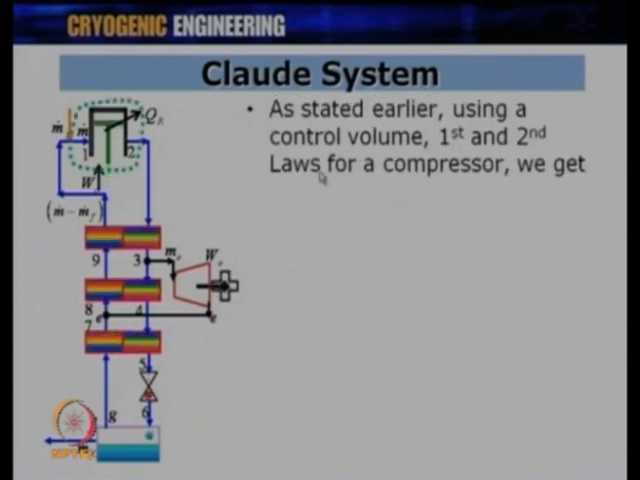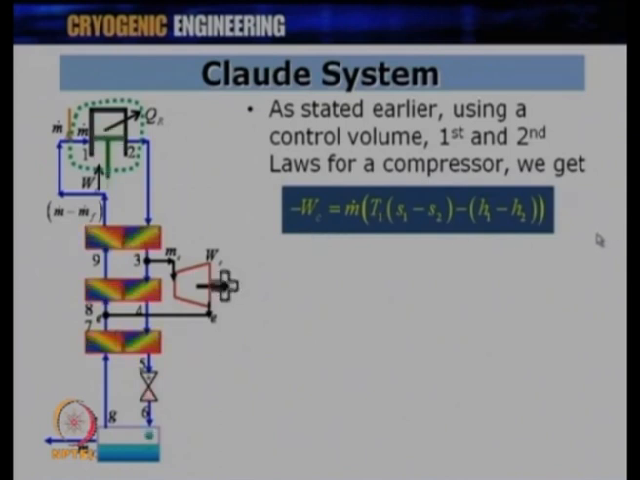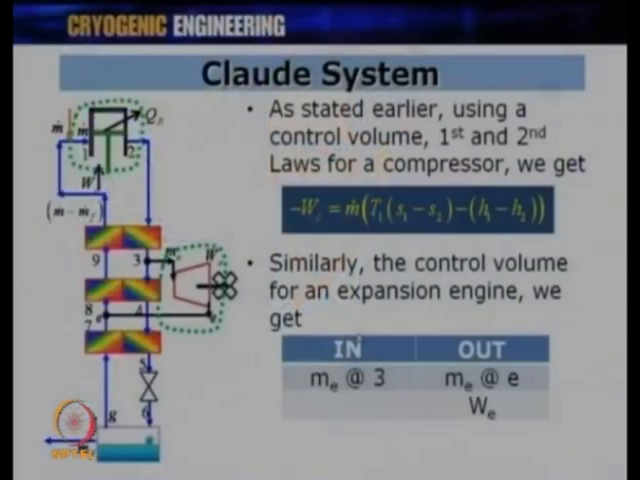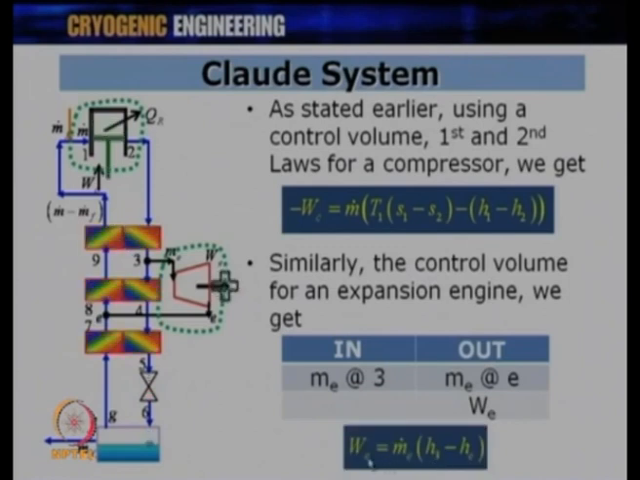As we have stated earlier, using the control volume first and second law for the compressor, this is a very standard equation which we have used almost in all the cycles: work done on the compression is equal to m dot into T1 into delta S across 1 and 2 minus delta H across 1 and 2. It's a very standard equation which has been used. Similarly, the control volume for the expansion engine also gives us what is entering is ME at point 3, and what is leaving is ME at point E, and also what we are getting as output is WE, which is equal to ME into H3 minus HE. We have talked about this earlier also.